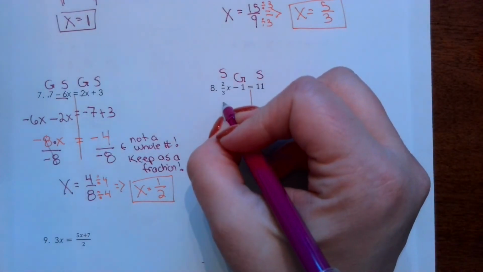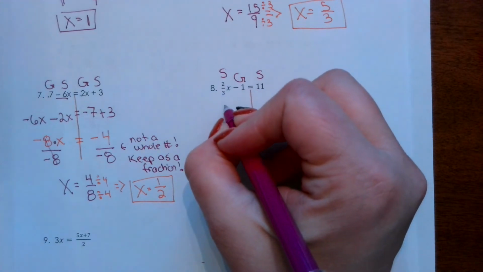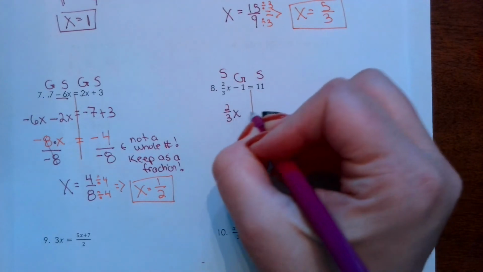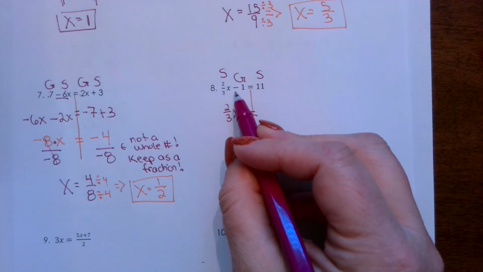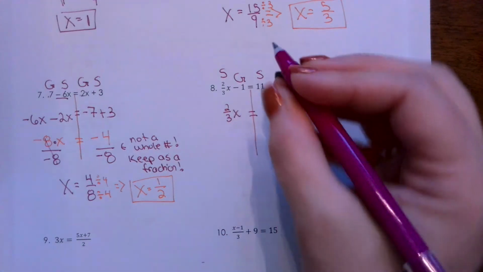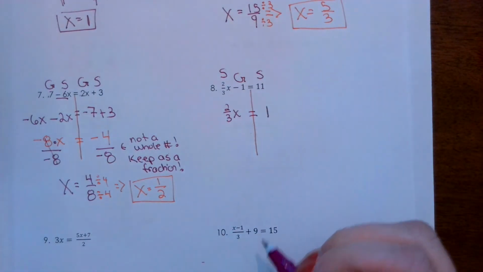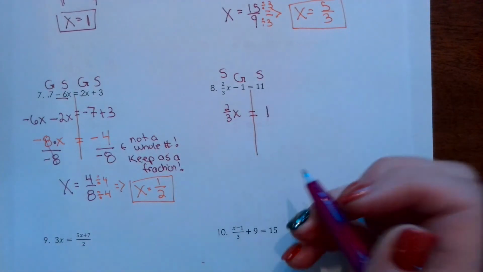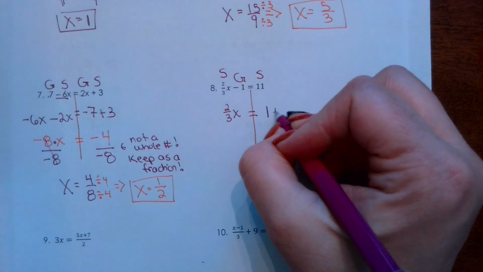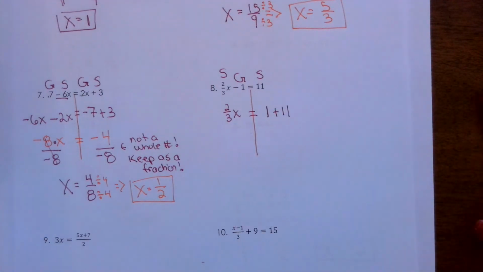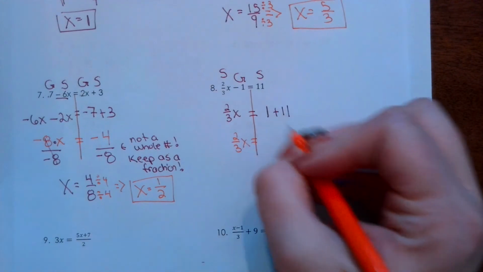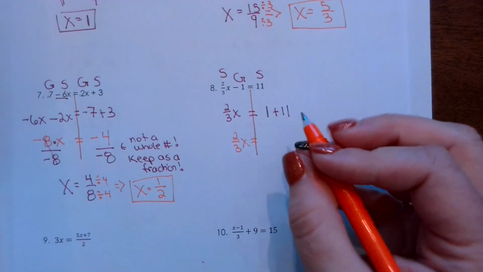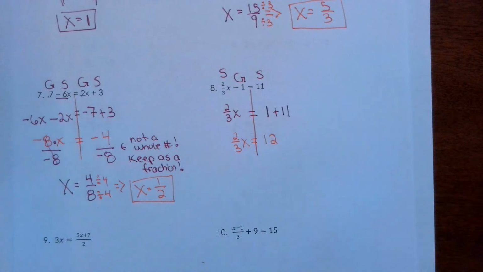So I've got 2/3 x. It's staying. -1 is going, so the sign will change to the opposite. The opposite of -1 is a +1. And 11, a +11 is staying, so it stays the same sign. I am going to add, and I get 2/3 x equals 1 plus 11, which is 12.